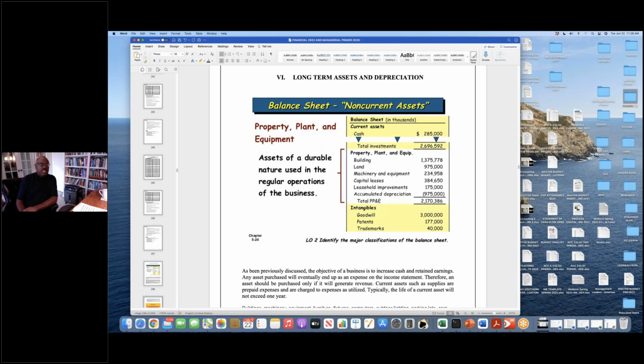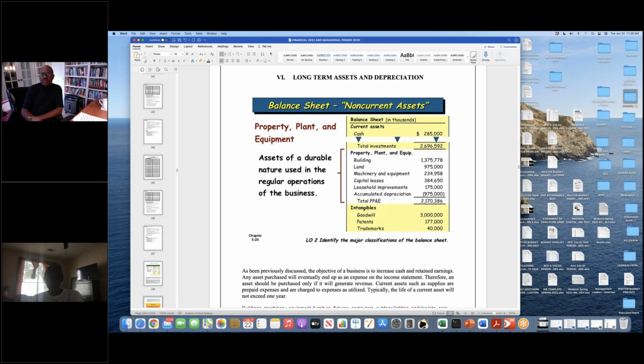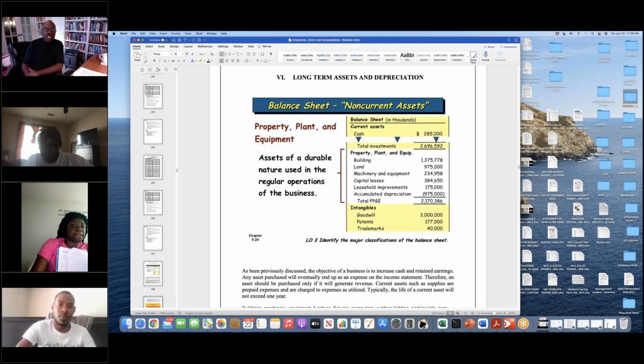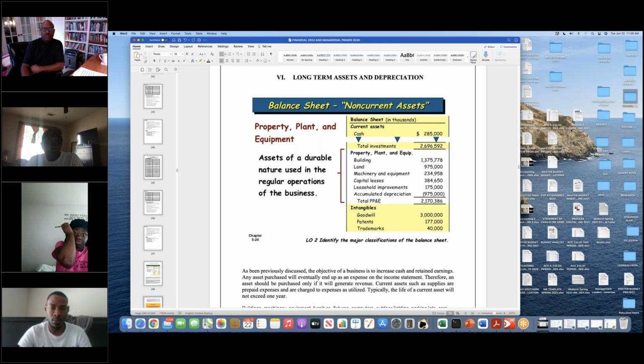What we want to do now is look at long-term assets and depreciation, talk about those, and then we'll get into the adjusting entries. So the current assets, as we said, are at the top of the balance sheet. Those assets convert to cash within a year. The non-current assets, property, plant, and equipment, are expected to last more than a year. So we have the current assets, then we have property, plant, and equipment, and we're always subtracting the accumulated depreciation to get the net.